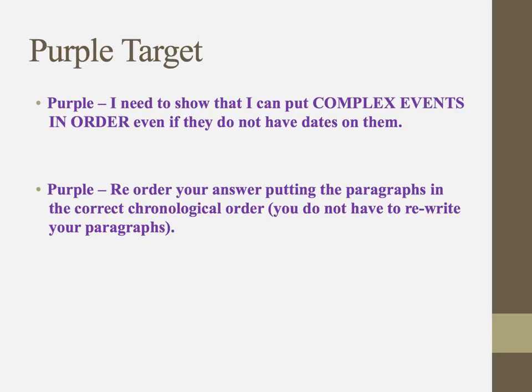So this is quite a straightforward one, Purple. Can you put complex events in order, even if they don't have dates on them? So you probably did this when you did some kind of timeline before the activity, okay? Reorder your answer and put the paragraphs in correct chronological order, okay? You've got to look at that and think what order they should be in. You might want to put stars in and put number 1, number 2 or whatever. You need to show that you can put events in order, even if they don't have dates on them.